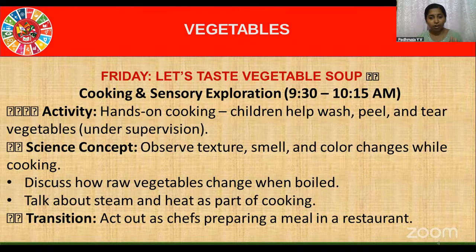Discuss how raw vegetables changed when they boiled. When the carrot is fresh and we have cut it, it seems very bright in color, orange in color. But when we cook it, the color has turned a bit. It doesn't look the same in appearance as when raw. All these things can be discussed.